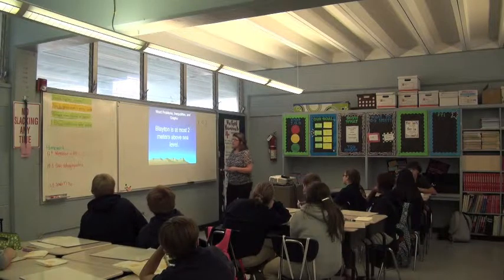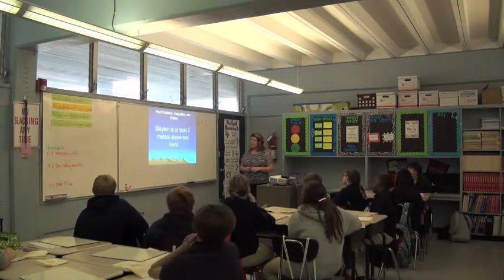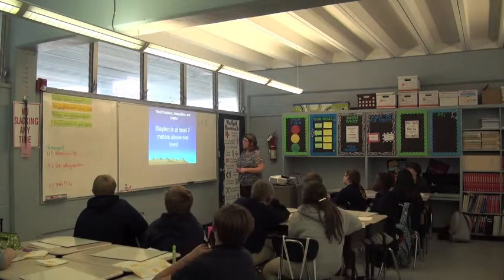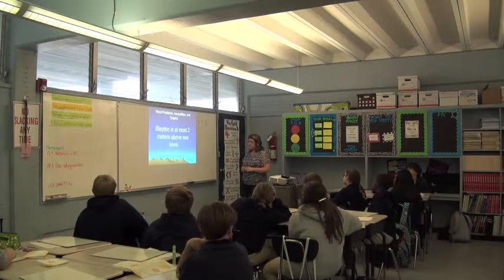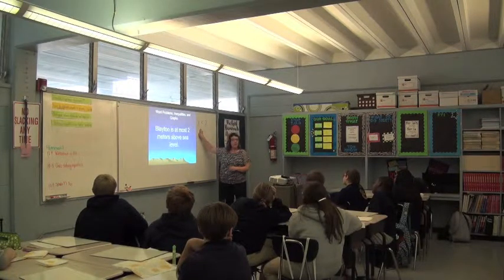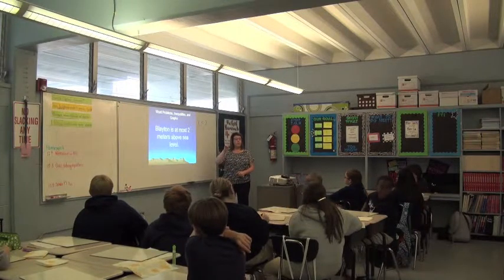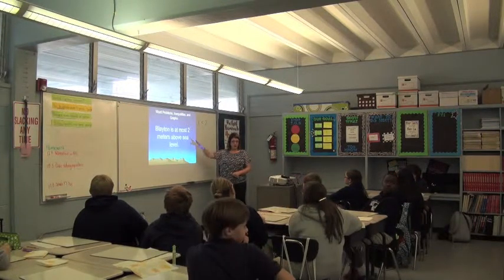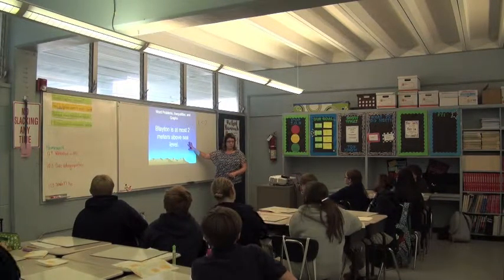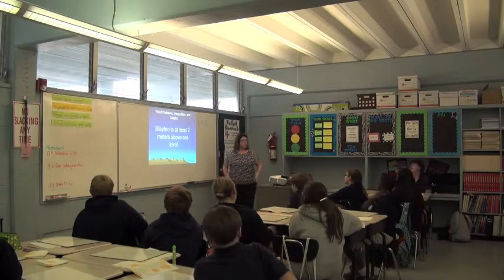So let's take a moment to read what is on our slide. Bladen is at most 2 meters above sea level. What is the unknown? Jillian? Where Bladen is, it's where Bladen is for the sea level. Okay? Do we know Bladen's position for the sea level? No, we do not. That's why we assign it a variable.